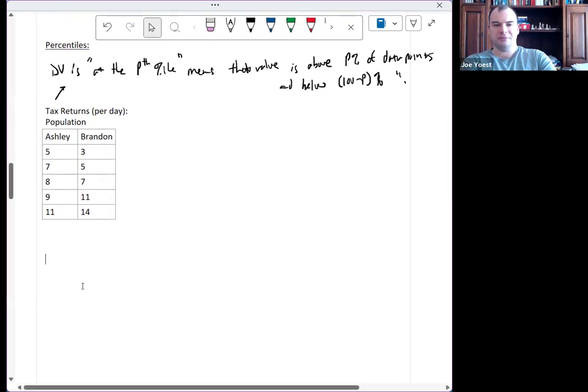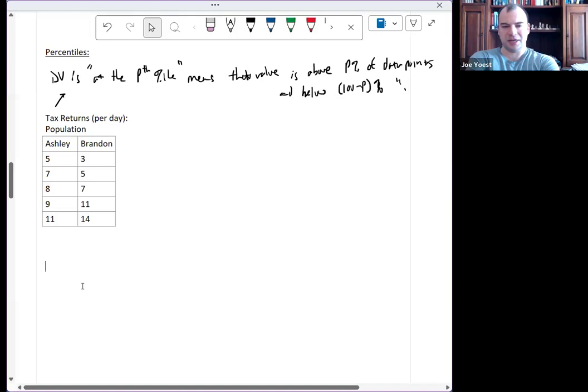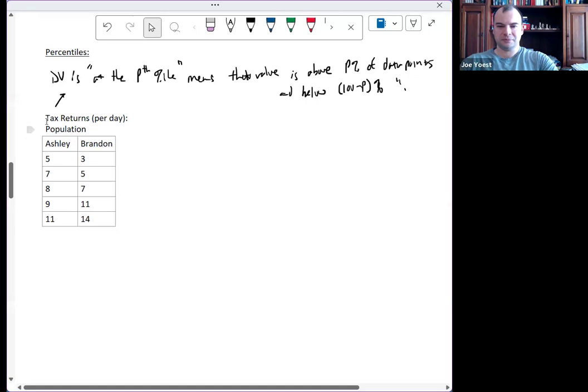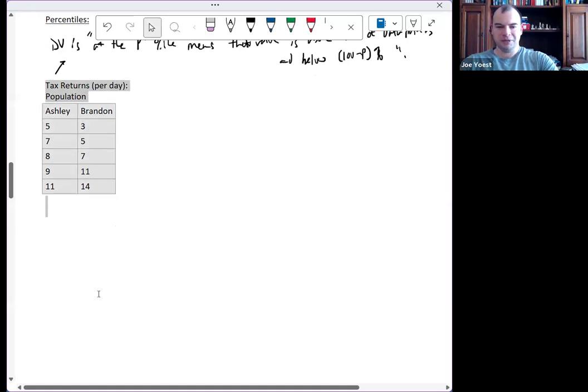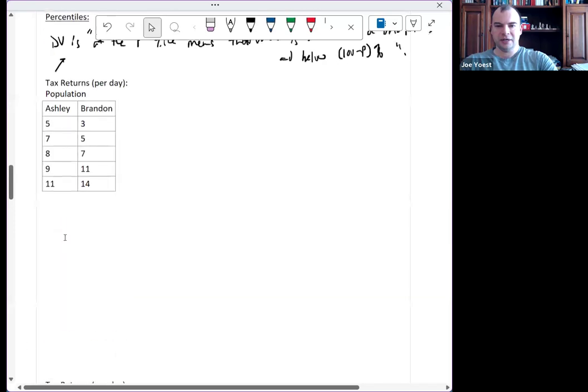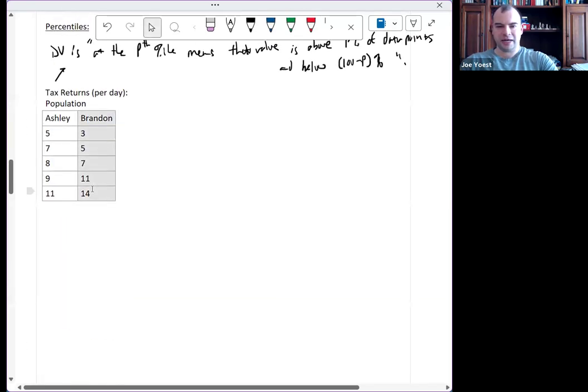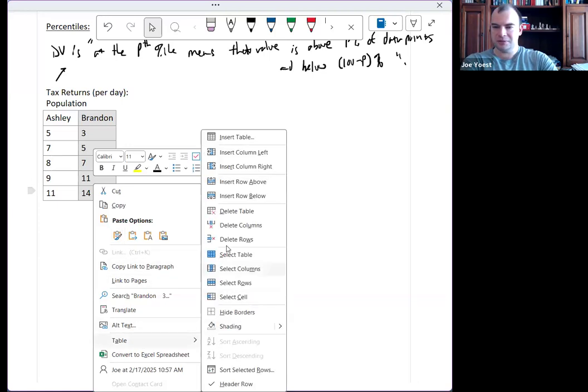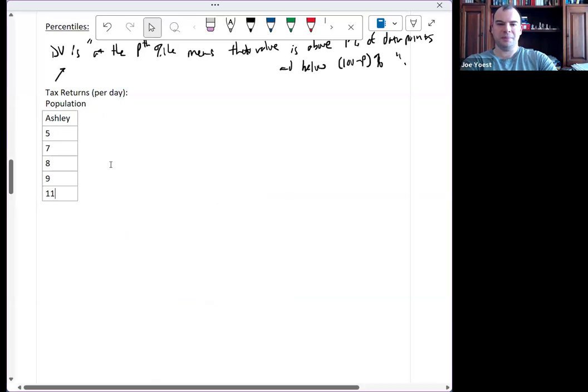The way that I approach this is consistent with the statistical principles we've talked about before. The book approaches it slightly differently, and I'll discuss that in a little bit. But let's take a look at the Ashley data first. Let me just make a copy of this down here, and we'll get rid of the Brandon data for now. I think I can just delete this column. There we go. So we'll look at just the Ashley data for now.